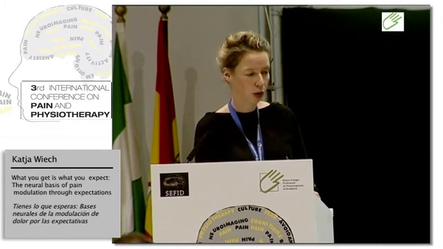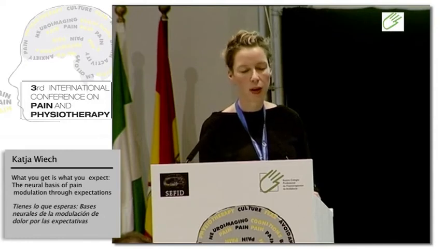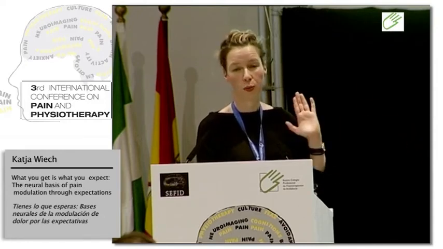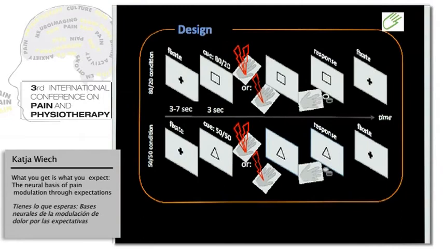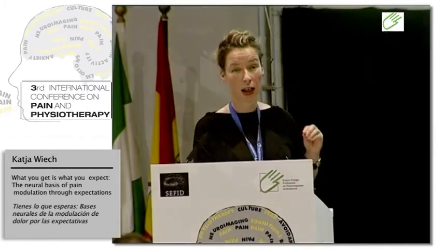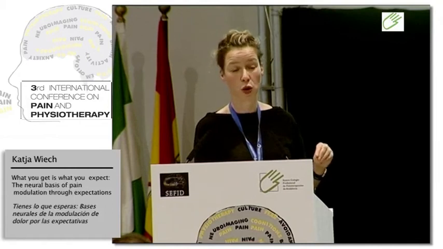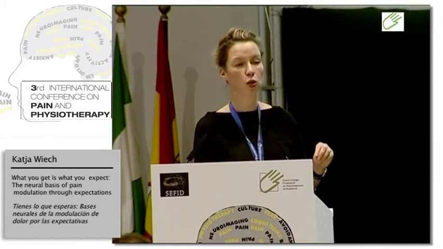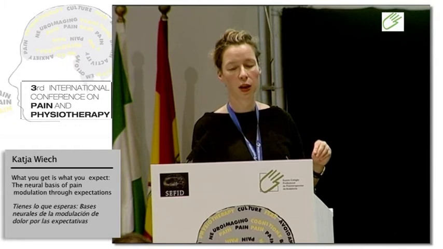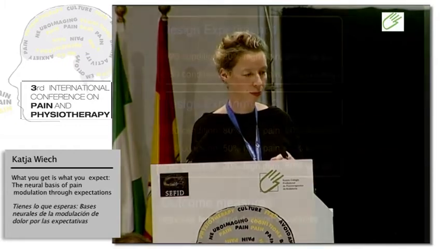The design we used was very, very simple. These were all healthy controls, no patients. They got 2 cues. One cue told them, that is this one, the square in this case, obviously that was randomized. But let's say when they got the square, they knew in 80% of the cases they would get a high intensity zap. So really nasty, painful shock.